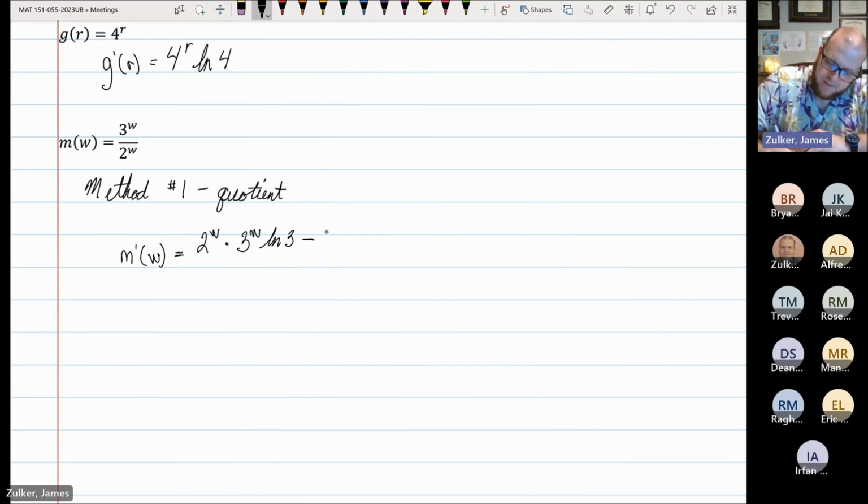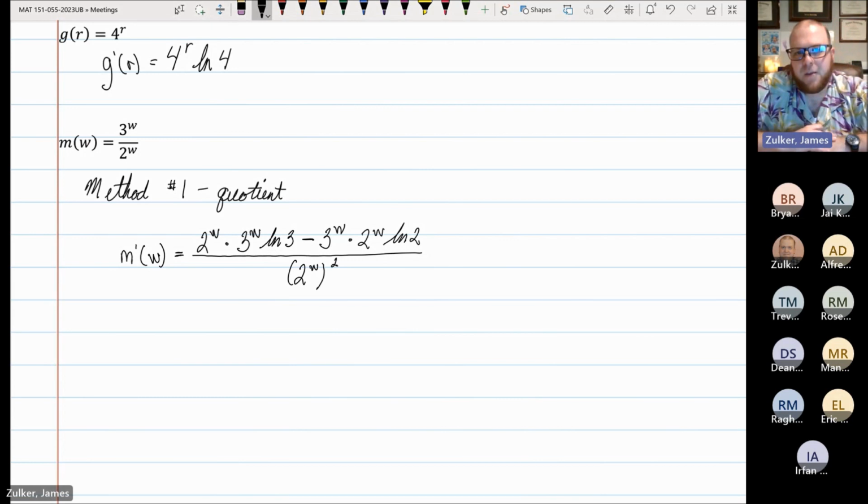Minus the numerator times the derivative of the denominator. The denominator is also exponential, this time base 2. The rule tells us it's going to be 2 to the w times natural log of 2. And then all over the denominator squared.